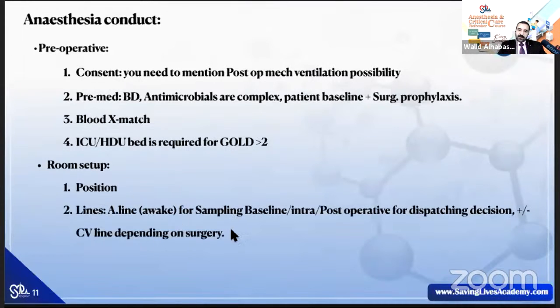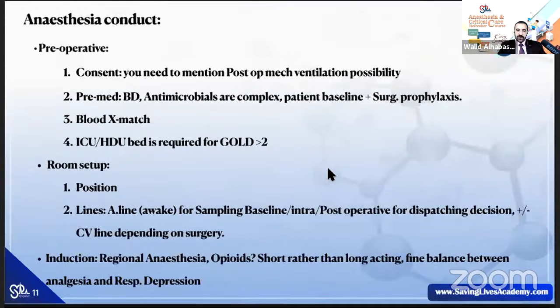Lines, as I said, an arterial line awake for sampling baseline, intra- and post-operative, and disposition decision. So if you find your baseline CO2 is 6 kilopascals, and now post-operatively his CO2 is 10 because of residual effect of narcotics or whatever reason, now you know that this patient should be in a monitored area like step down or high dependence unit. Central line will be left as for the surgery more than anything else.